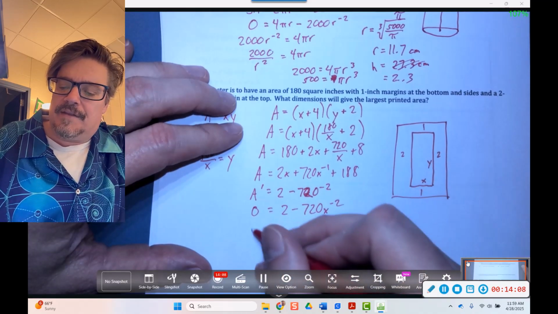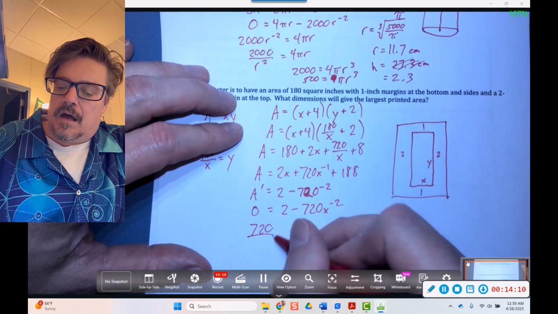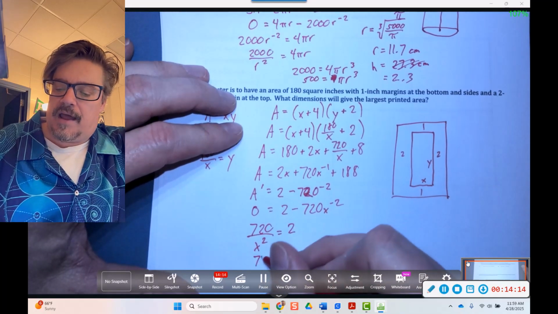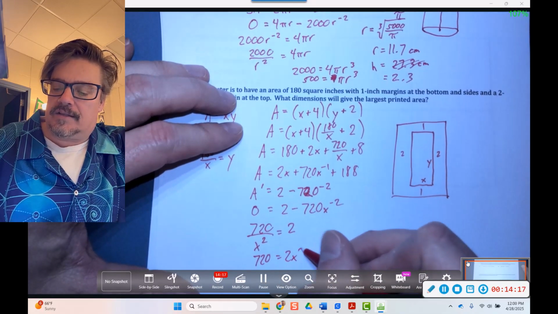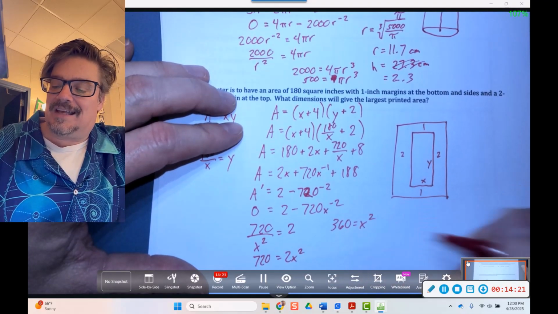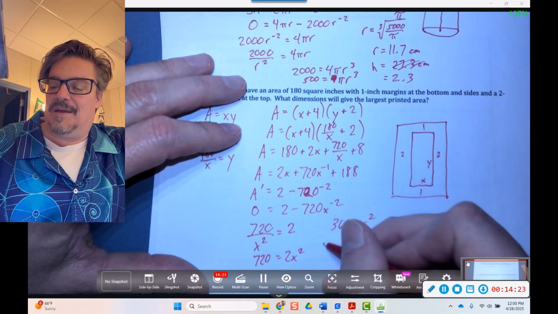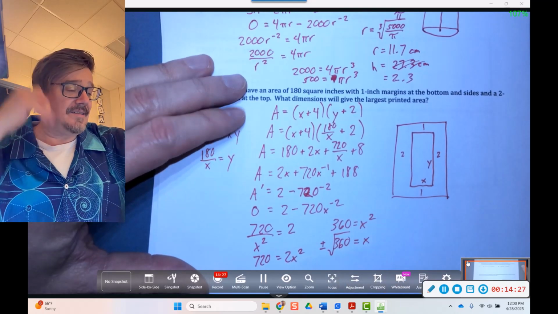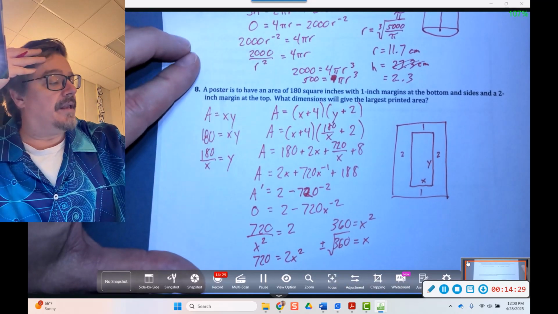We're going to move that guy over to the other side. 720 over X to the second power equals 2. So now we're going to cross multiply. Okay, 2X squared equals 720. Divide that by 2. That's 360. 360 equals X squared. So X is going to be plus or minus the square root of 360. And you can leave it like that, honestly. Just leave it like that.